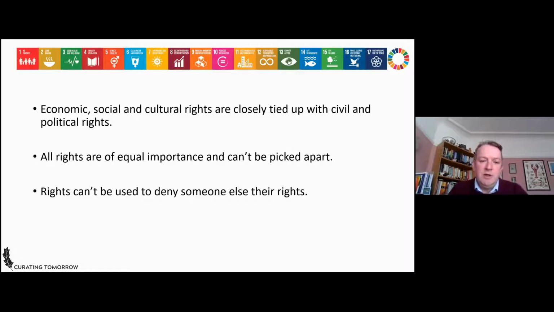But it's important to say that cultural rights don't exist in a box, they don't exist in a bubble. We all have economic, social and cultural rights, and they're very closely tied up with our civil and political rights. And really, it's a bit misleading to talk about this group or that group of rights, because all rights are of equal importance and they can't be picked apart. And it's very important to always remember that rights can't be used to deny someone else their rights. It's supposed to be a negotiation for all of society together.